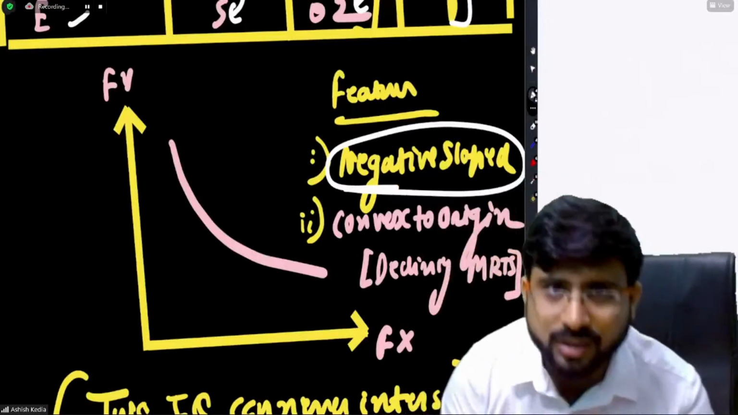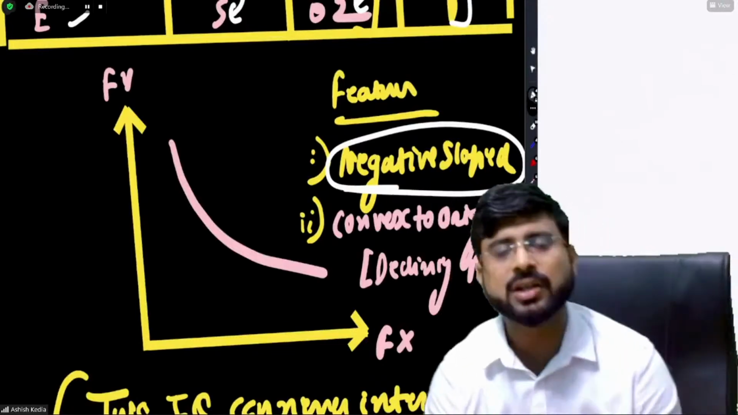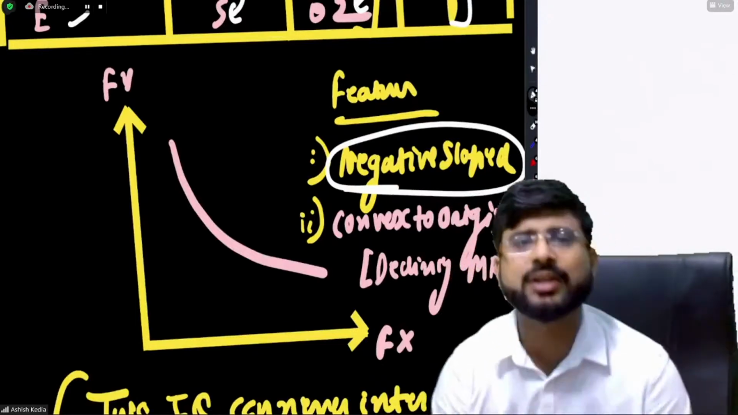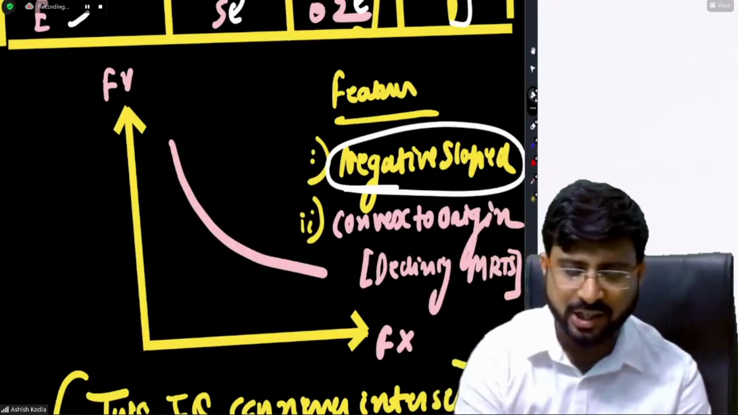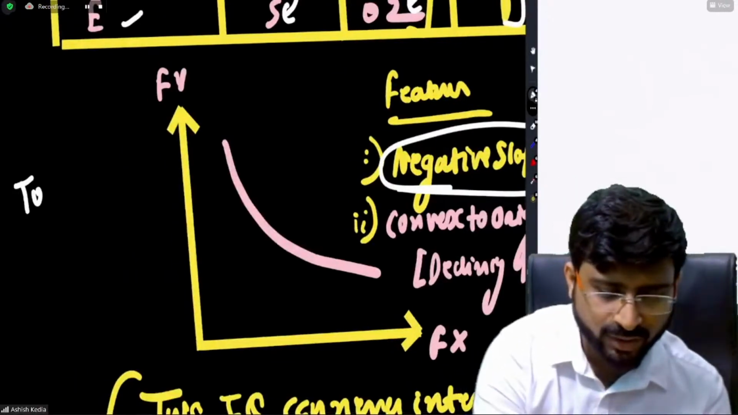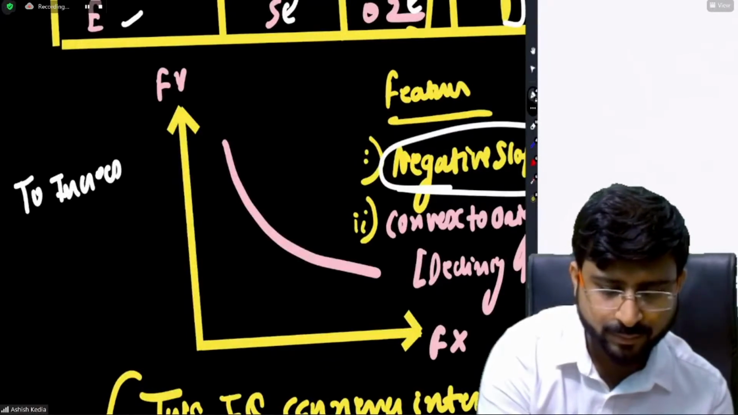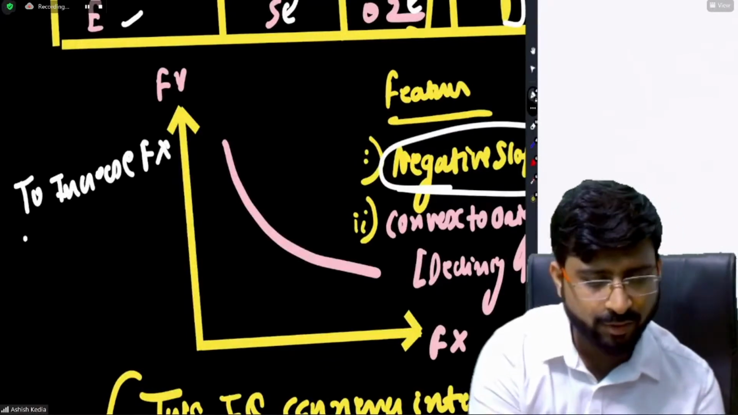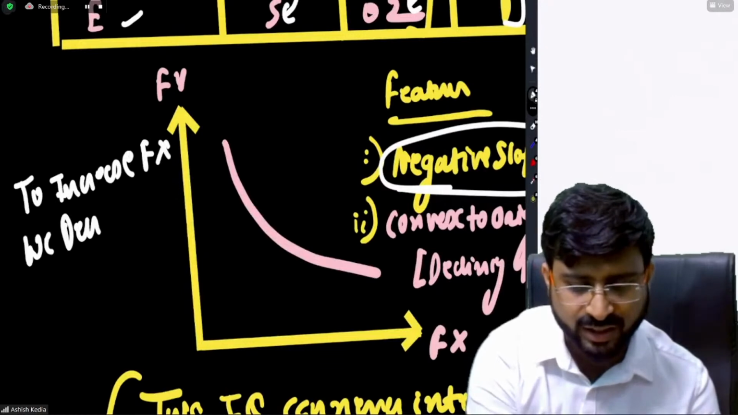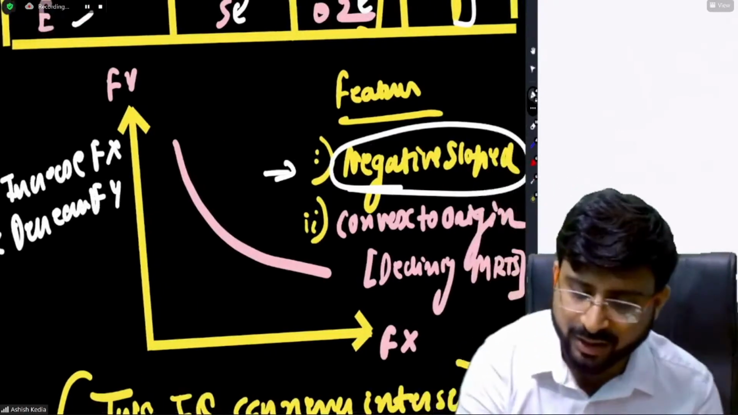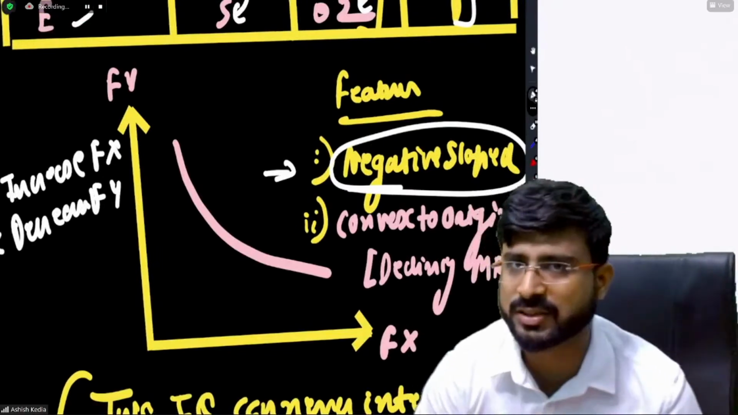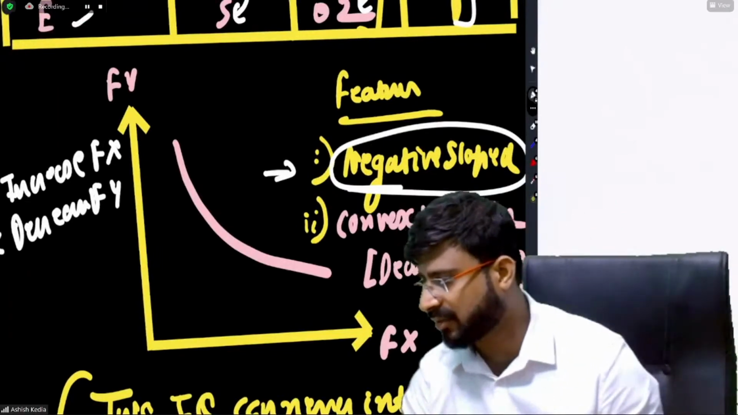To increase the quantity of one factor, we have to reduce the quantity of another factor. First of all, you note this one now. Why is it negative slope? To increase factor x, we decrease factor y. And that is why it is negatively sloped, because of the inverse relation between factor x and factor y.